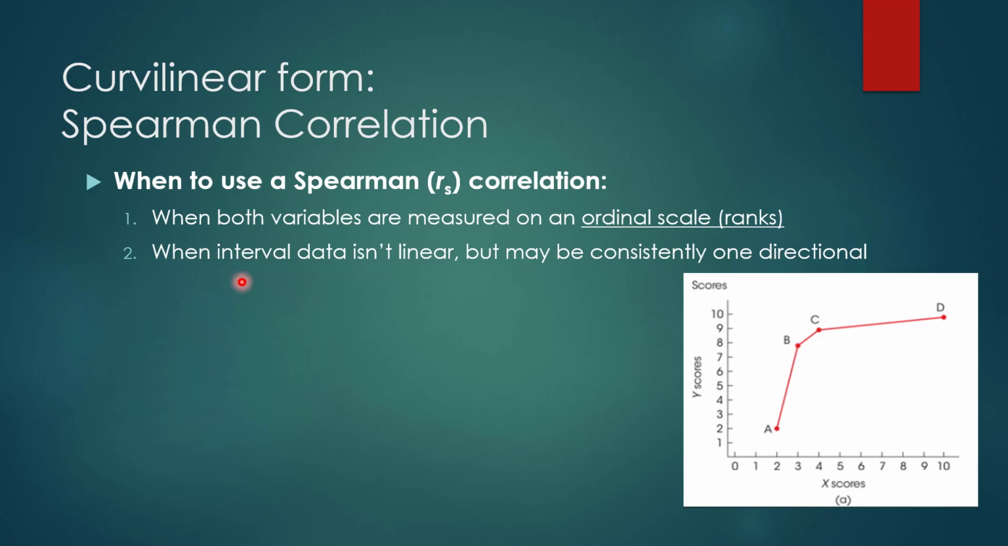In addition, when the relationship isn't linear but might be consistently one directional, and so that's that curvilinear type of relationship, where you see this relationship and then it kind of tapers off. And a lot of times you see this with dose responses and drugs and things like that.